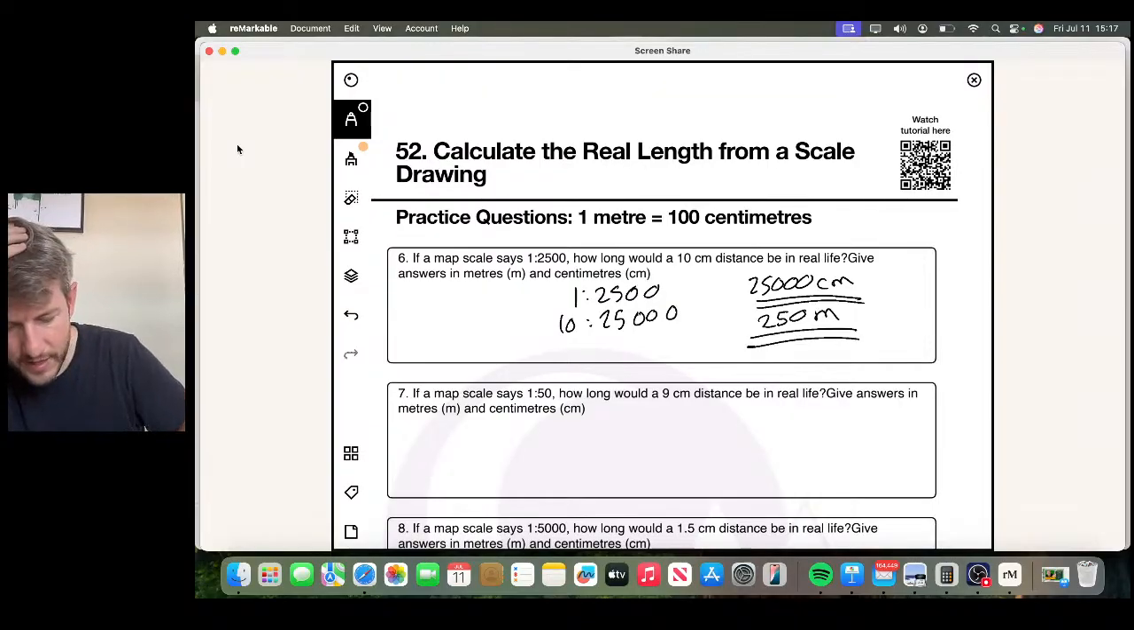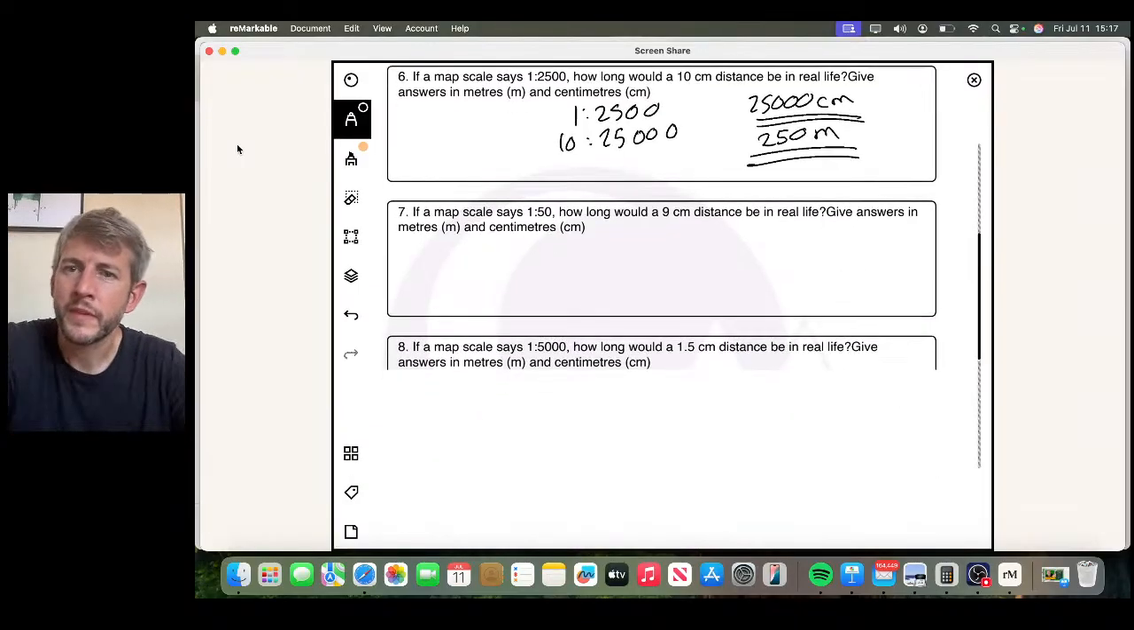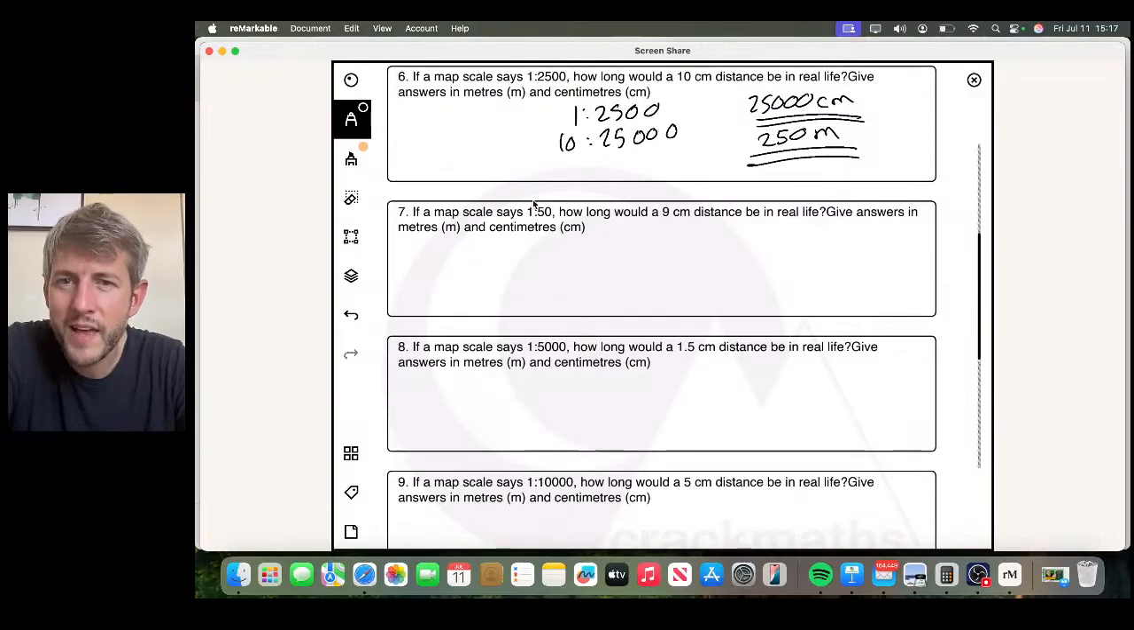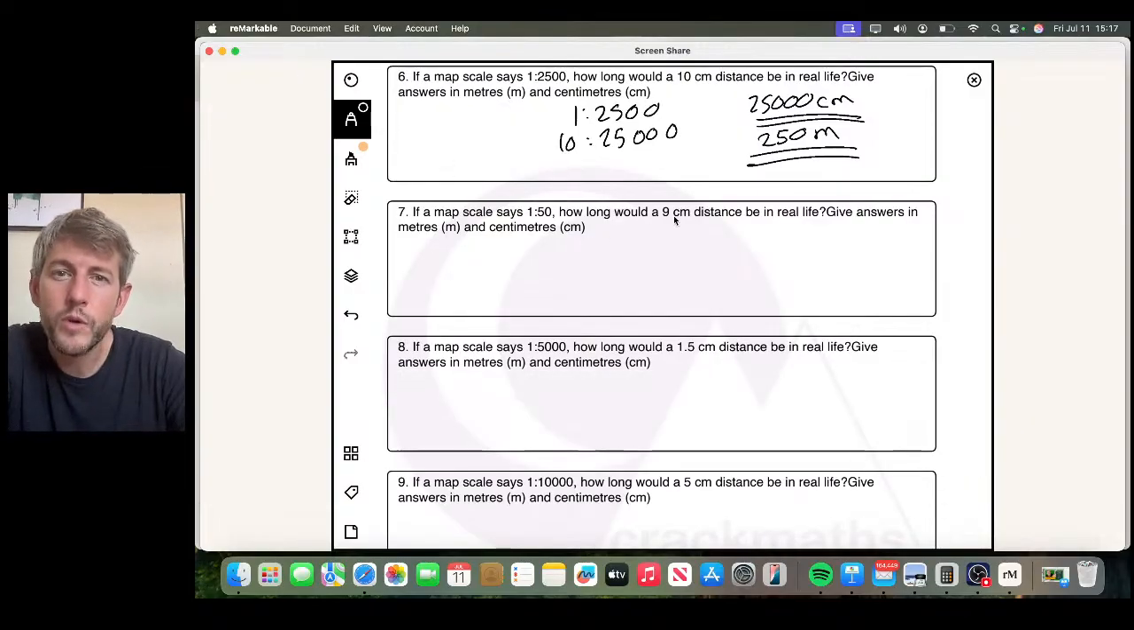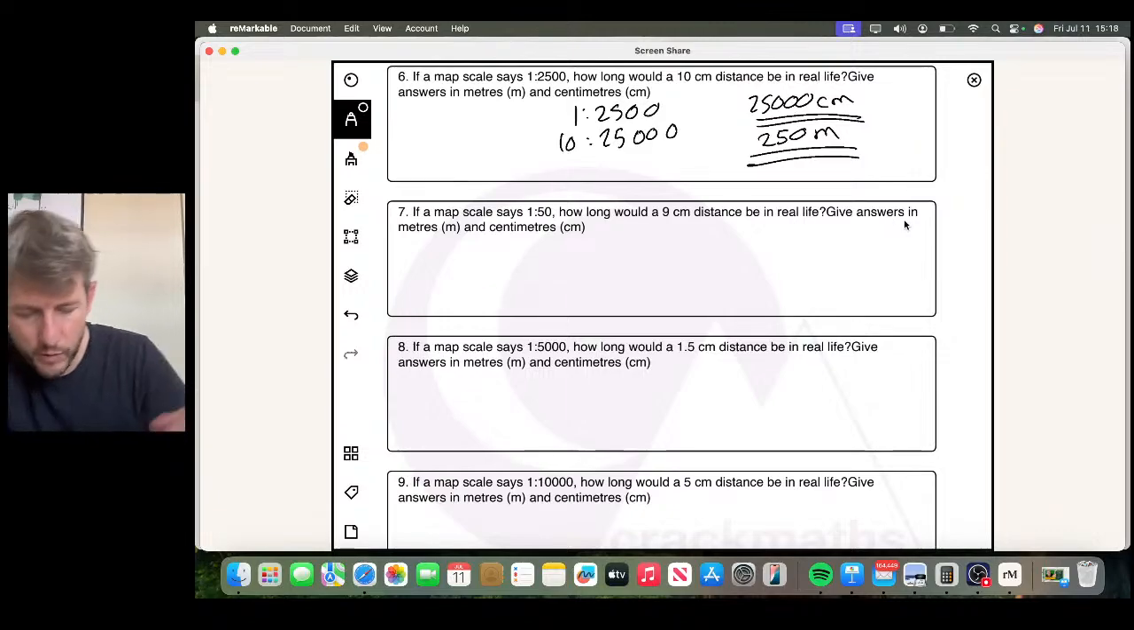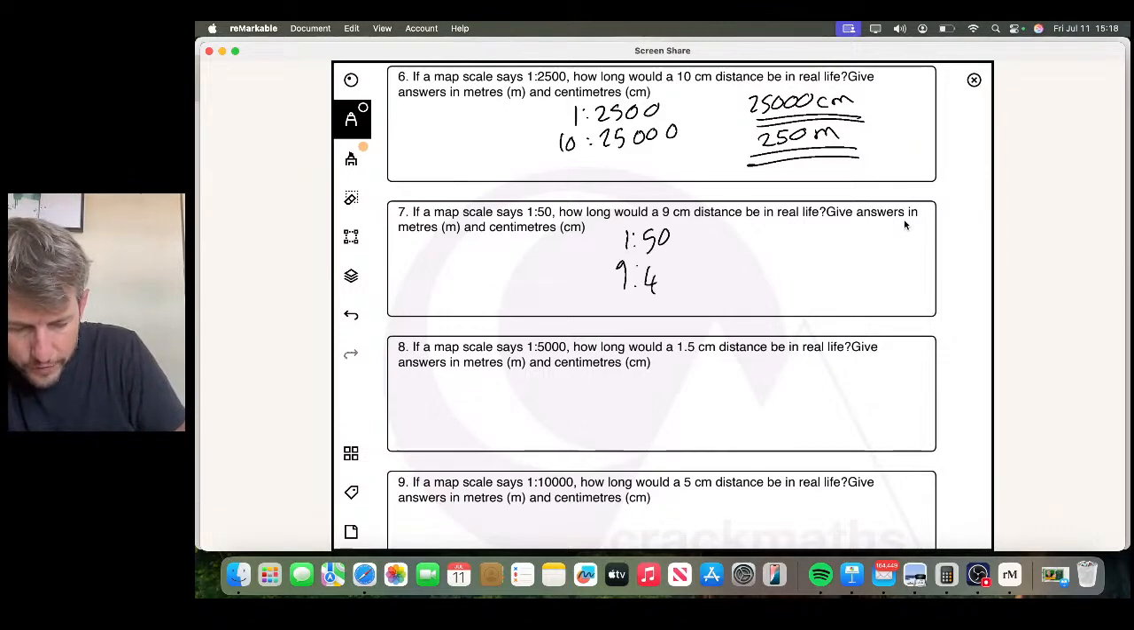Okay, next is question 7. And it says, if a map scale says 1 to 50, how long would a 9 centimetre distance be in real life? So 1 to 50 is 9 to 450. So this would be 450 centimetres in real life, which is 4.5 metres.